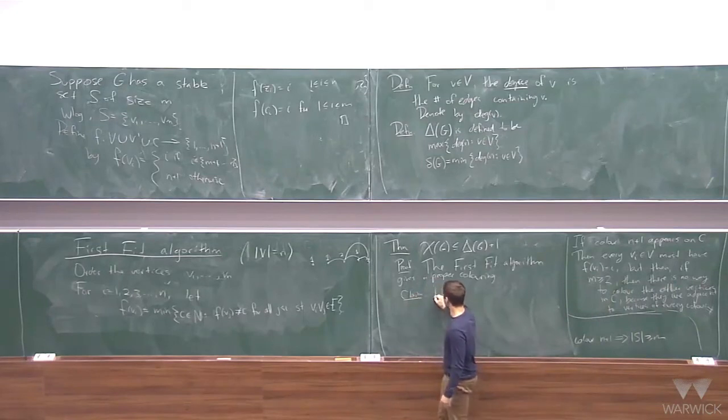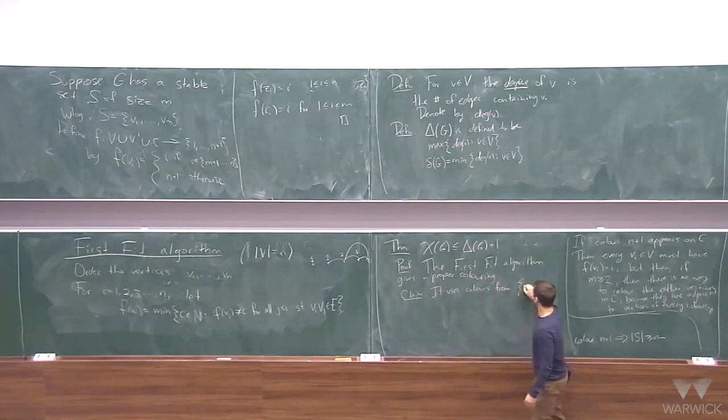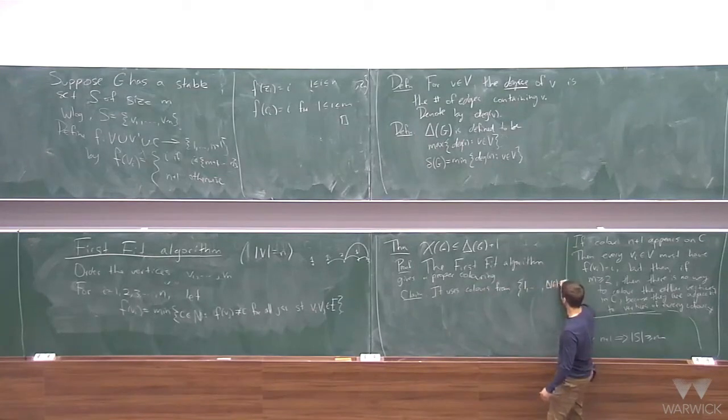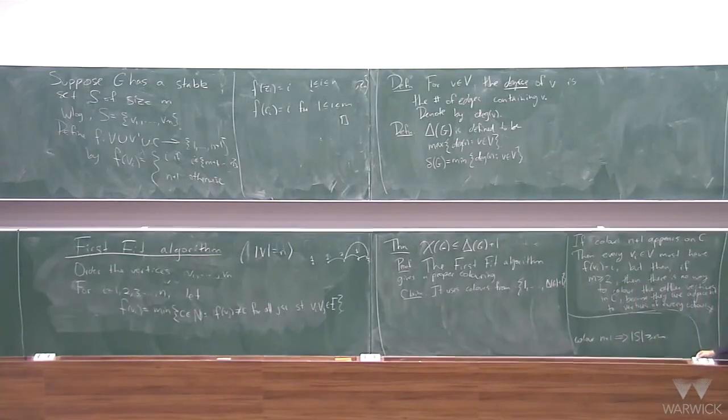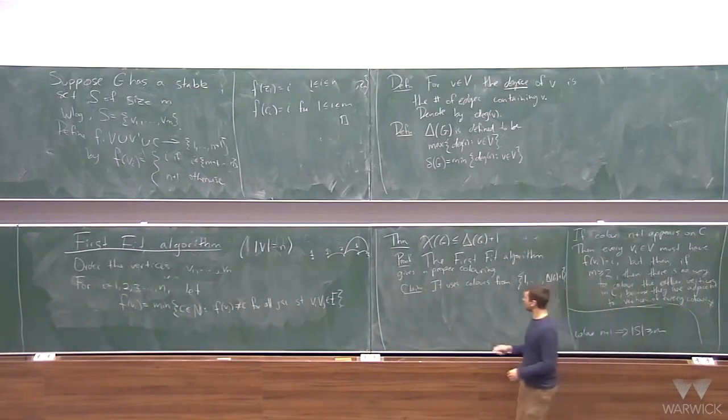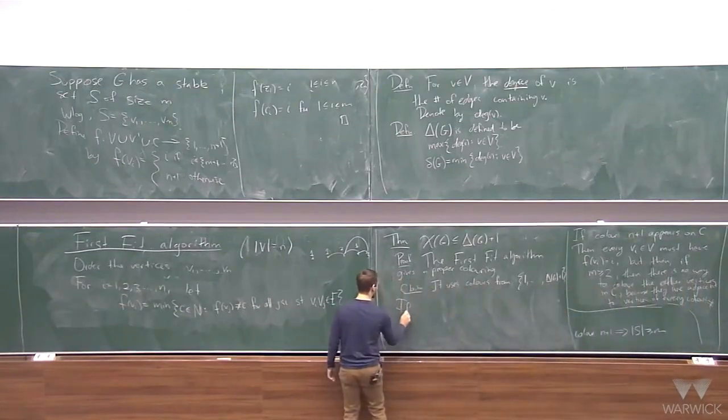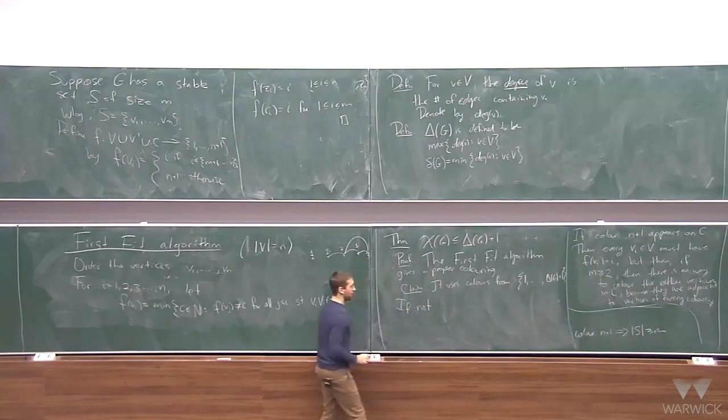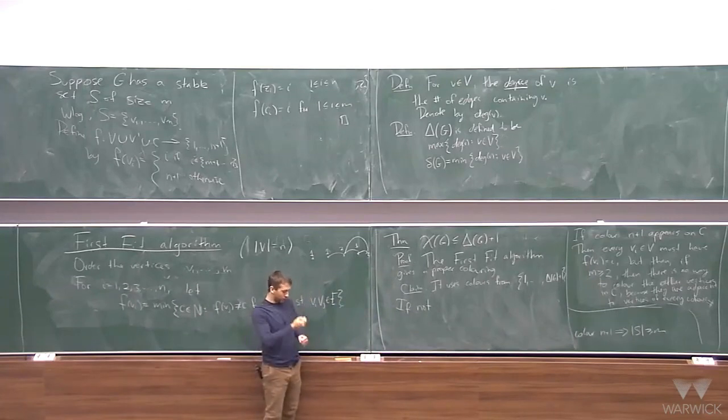that it uses colors from the set 1 up to delta of G plus 1. Okay? I don't claim that it uses all of the colors, but certainly the colors it uses are a subset of this. Okay? So if not, we can just look at the first time it uses a color outside of this set.